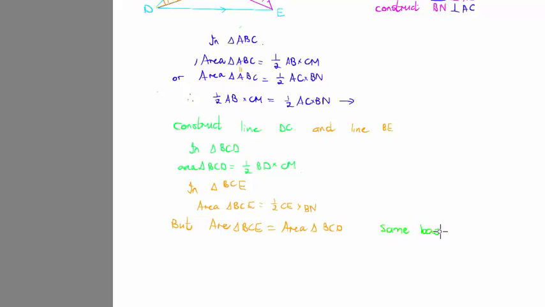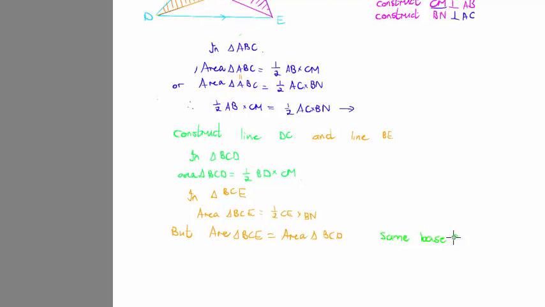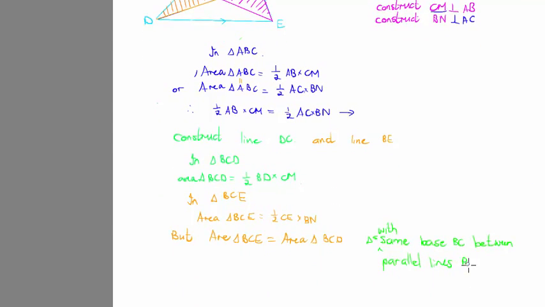base. And then just so that the person that's reading actually knows what you're talking about, just name the base. Same base BC, or let's say triangles with same base BC between parallel lines. And then just name the parallel lines: BC parallel to DE.